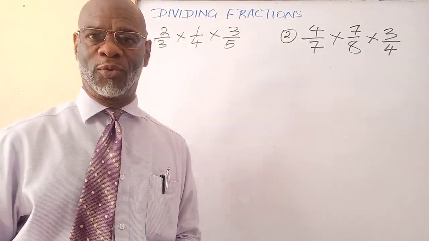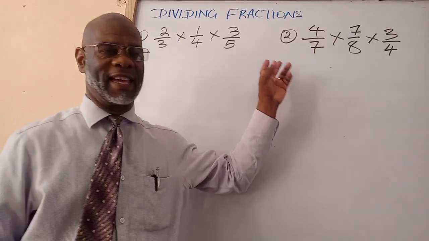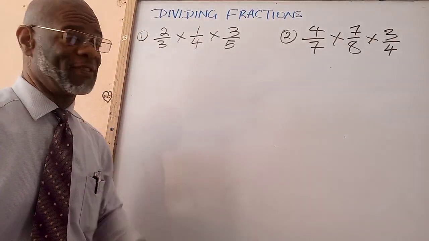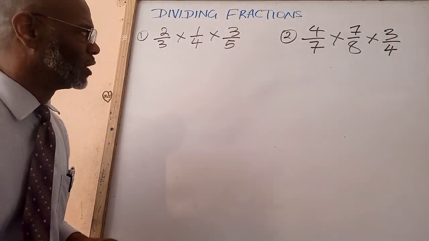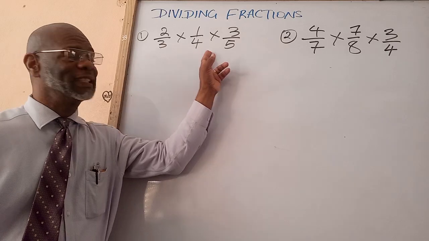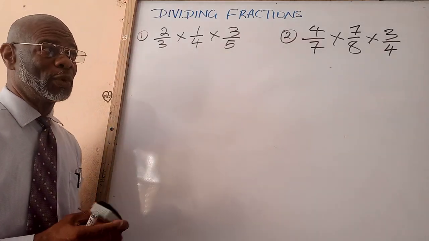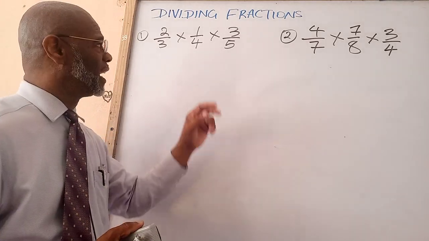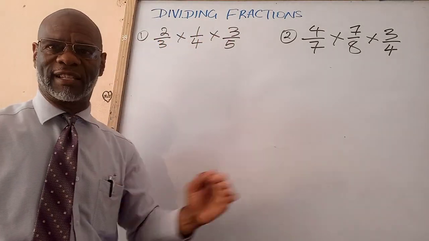Levy's math room. Now, last class we looked at multiplying a fraction by a fraction. So let us recap and see if we remember what to do. So here we have 2/3 times a quarter times 3/5. Now, we say we can do it one of two ways. We can either multiply the numerators across or we can do a cancellation.